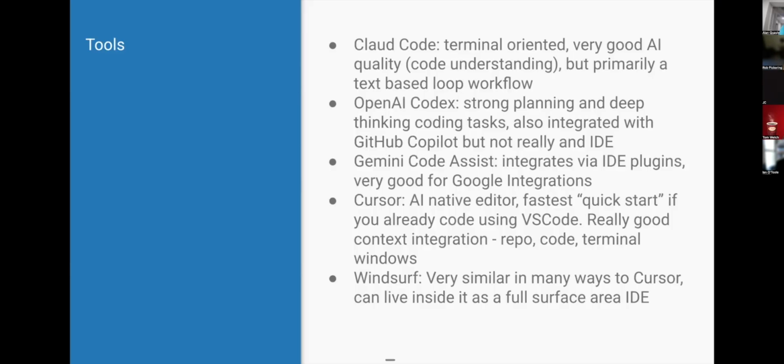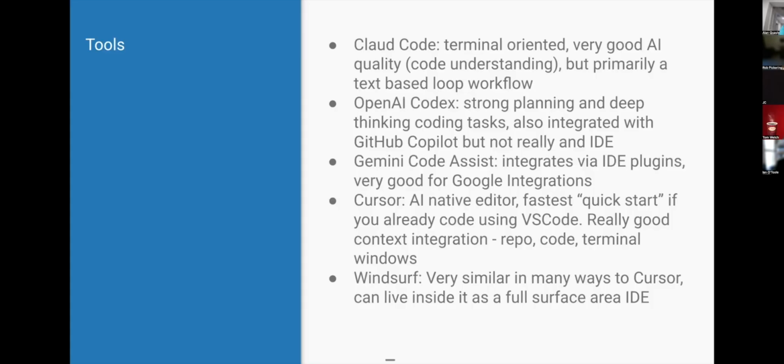OpenAI Codex, again, very similar thing. Strong on planning and deep thinking coding tasks, where it will think in quite an abstract way about things we're asking it to do. It's integrated with GitHub Copilot, but it's not really an IDE as such. Gemini Code Assist, similarly, quite similar. It integrates via IDE plugins, and it's very, very good for Google integrations.